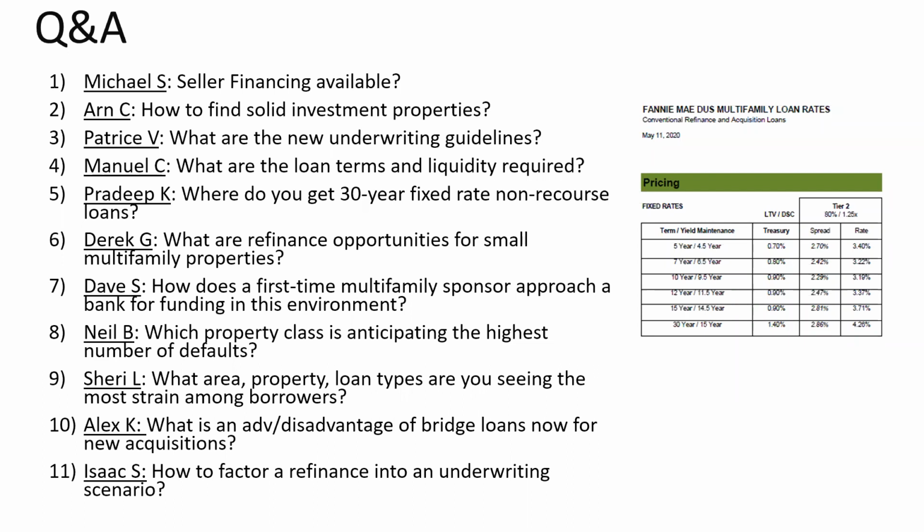Number three, what are the new underwriting guidelines? We went through those; the reserves are the biggest thing. And then I would probably add about 5 basis points on your debt service coverage and 5% lower LTV.